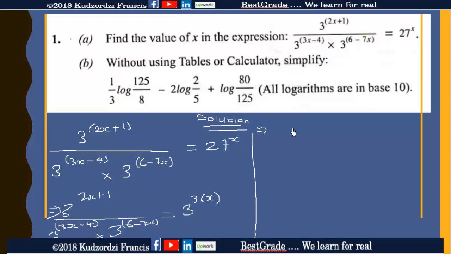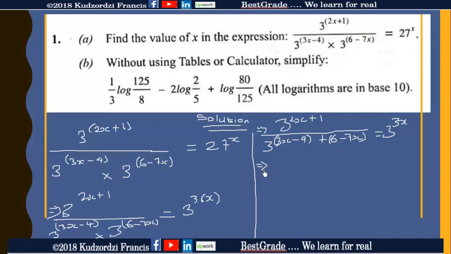So this will give us 3 to the power 2x plus 1 all over. Now the common bases are multiplying, so we add the exponents. So the laws of indices for you: 3x minus 4 plus 6 minus 7x is equal to 3 to the power 3x.